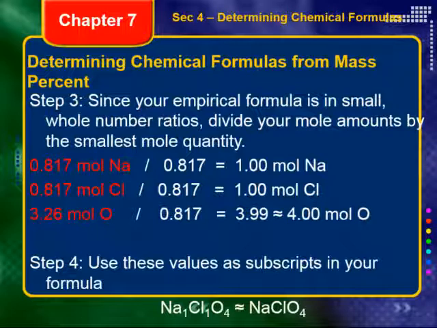Again, the ratio of sodium to chlorine is 1-to-1. We have 1 sodium and 1 chlorine atom. The ratio of those two atoms to oxygen is 1-to-4. So I have 4 oxygens and 1 of each of those other atoms.